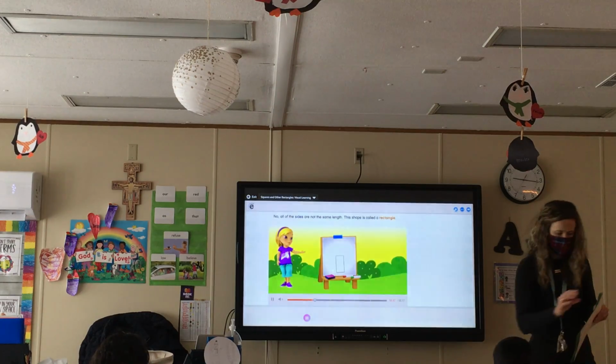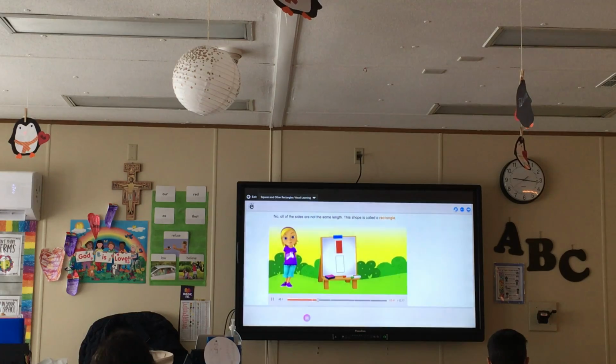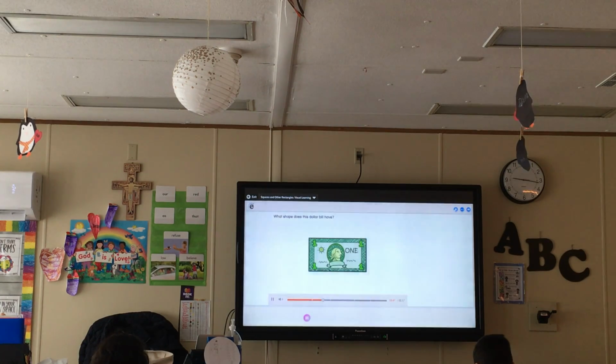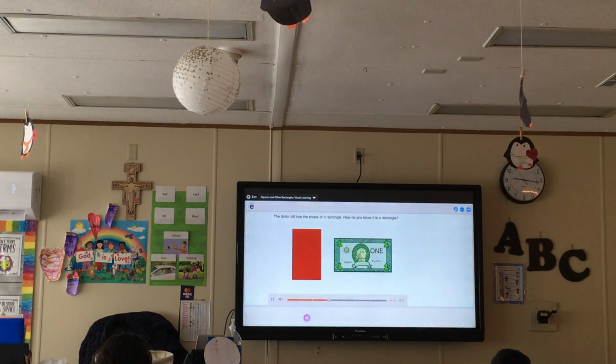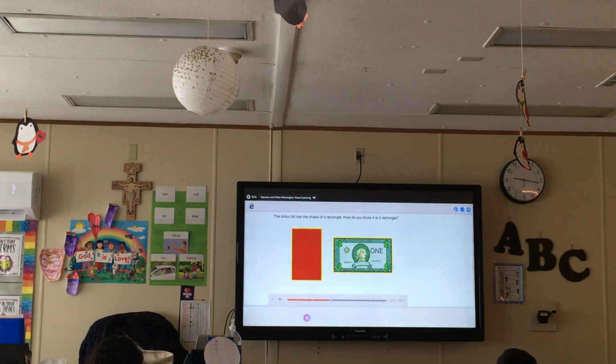No, all of the sides are not the same length. This shape is called a rectangle. What shape does this dollar bill have? What does it look like? The dollar bill has the shape of a rectangle. How do you know it is a rectangle? Let's say the right answer. All right, you know it is.